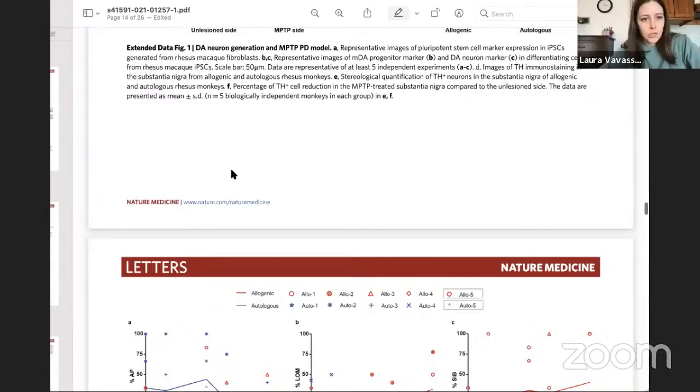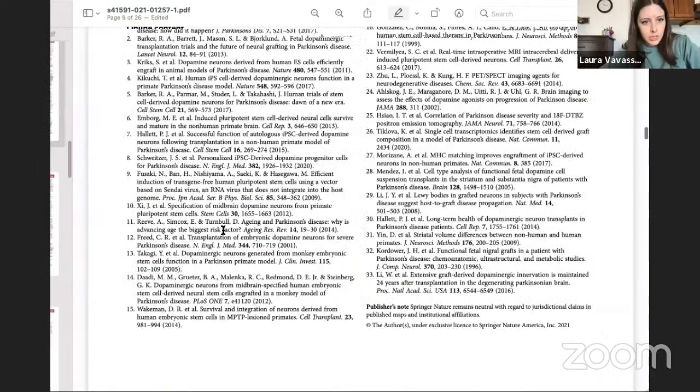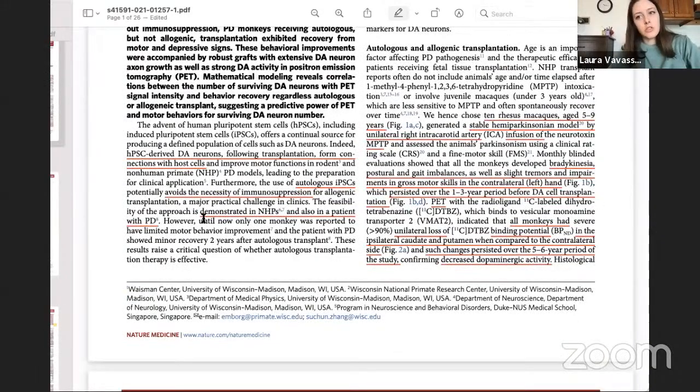Yeah, the only thing that I know about this is something that I read here. It is not the first time that they have tried to use autologous transplant for treating the symptoms of Parkinson's disease. There was another study that did this in monkeys, but also one study that did this in a patient with Parkinson's disease. But as it says here, the patient with PD showed minor recovery 2 years after autologous transplant.